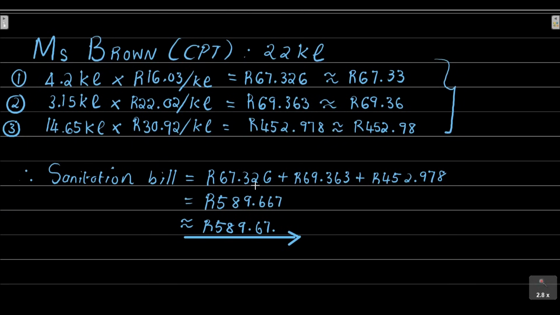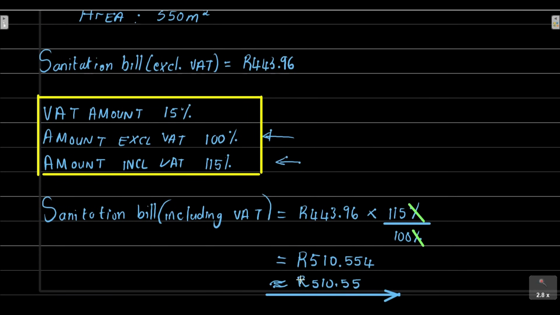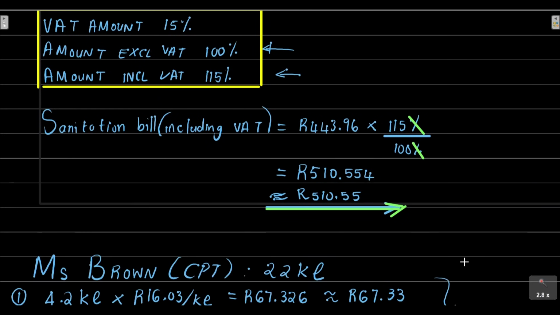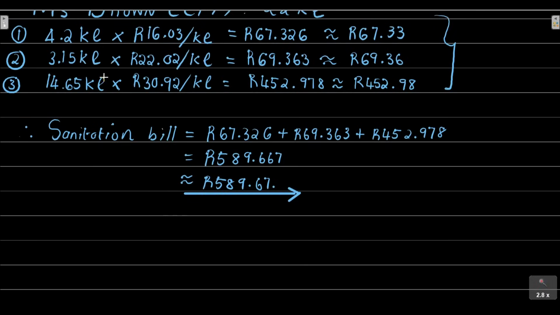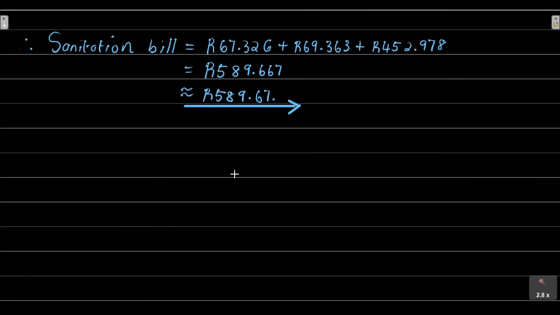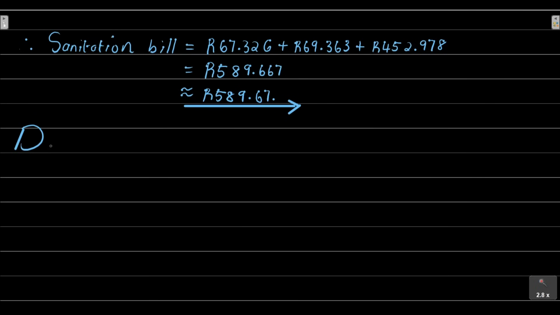Okay, what we basically realized in this case is that Mr. Jones pays 510 Rand and 55 cents towards his sanitation bill in Johannesburg. However, Ms. Brown pays 589 Rand and 67 cents towards her sanitation bill in Cape Town. And the difference between the two, this question tells you exactly what you need to do. When they want the difference, they just want you to subtract these two amounts.